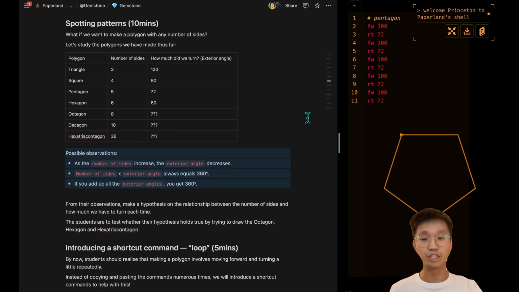From their observations, we will get them to make a hypothesis on the relationship between the number of sides of the polygon and its exterior angle. So in the next activity, the students are to test whether their hypothesis for this relationship holds true by finding the turning angle for the octagon, hexagon, and hexatriacontagon. And yes, I did practice that.